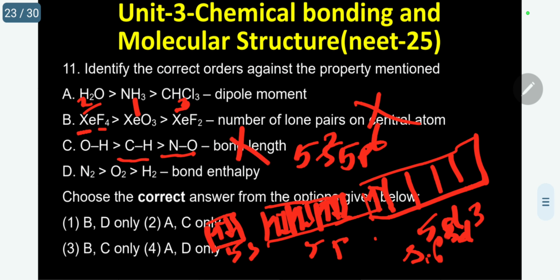Coming to the bond enthalpy, energy, this is correct. How? This is a triple bond, this is a double bond, this is a single bond. So the higher the bond order, the higher the bond energy. So the answer should be A and D.